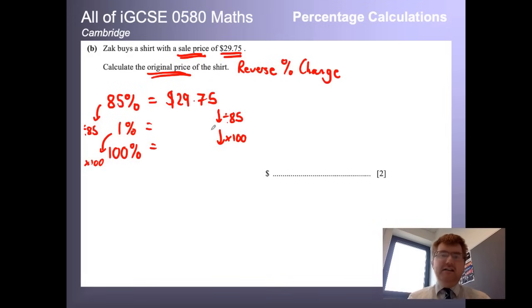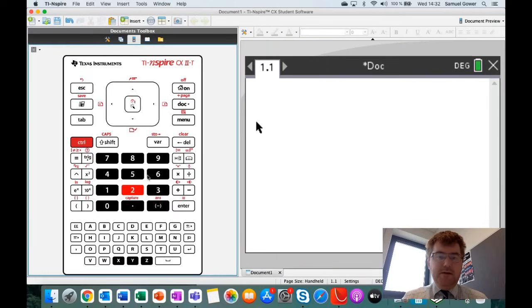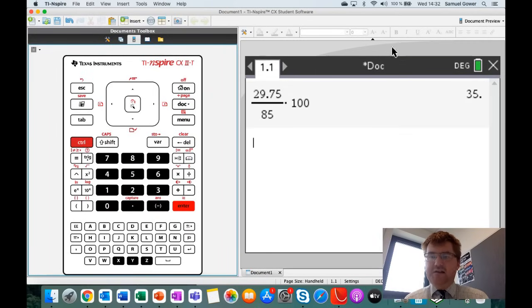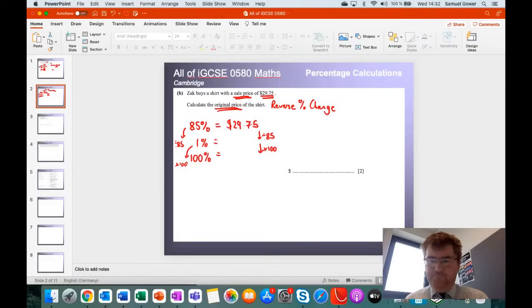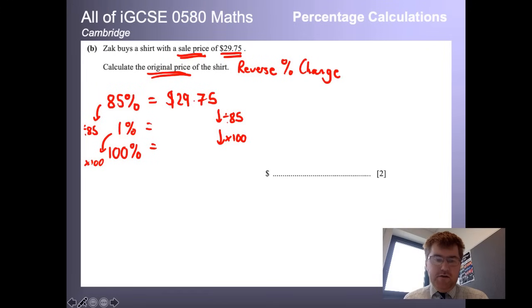So let's go over to my calculator now. We're going to take the right-hand side now, divide it by 85, and times by 100. We type in 29.75. Divide that by 85 and then times by 100. We don't have to worry about BIDMAS here, and we see we get our answer here of 35. So we can then just pop in our answer of $35 like so.